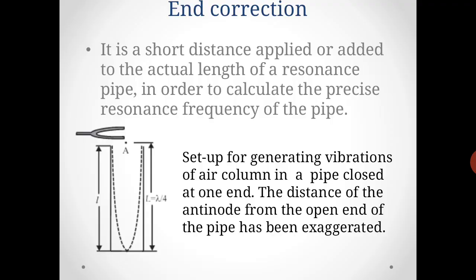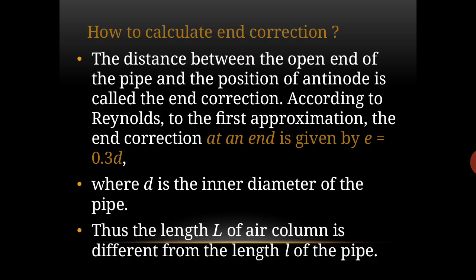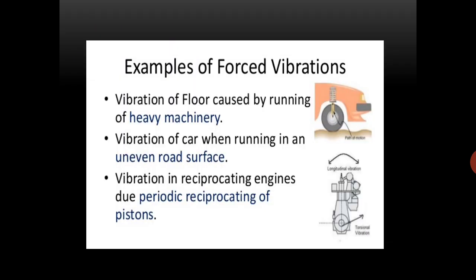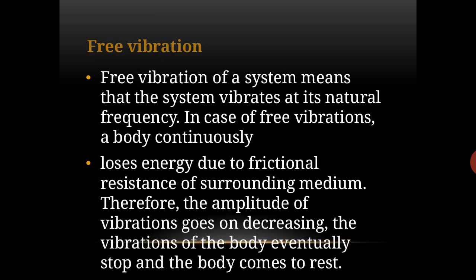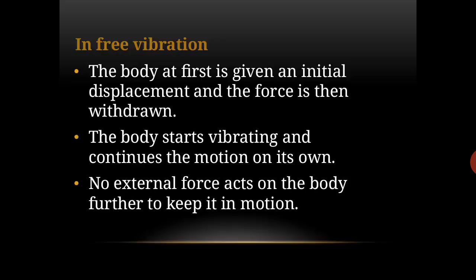See the end correction. Means the antinode is not forming exactly at the open end of the pipe, but it is somewhat greater or somewhat bigger or somewhat outside the open end. That's why we need to consider that small length also. It is called end correction, and this end correction is given by 0.3 D. Now hence in this video we have learned about the free vibration.